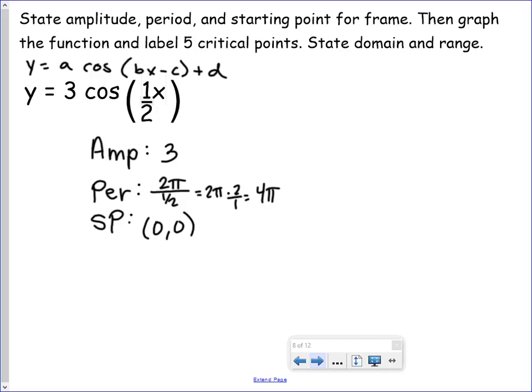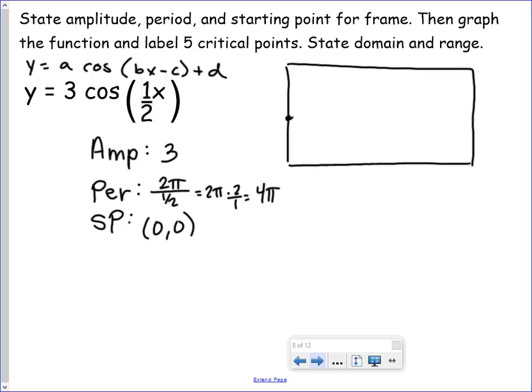We are going to construct a frame. Let's see where can I put it right here. I'm going to draw a rectangle. I'm going to label my starting point 0, 0. I'm going to make my 8 little boxes.